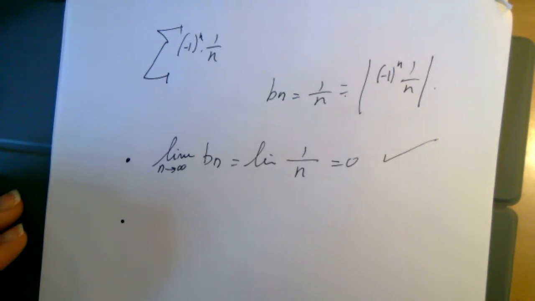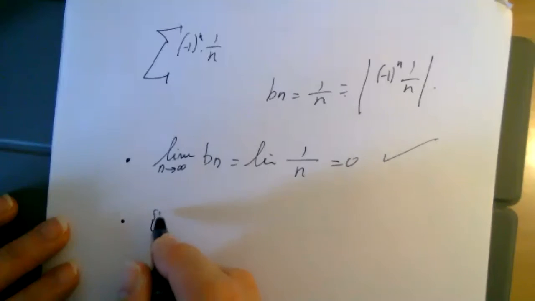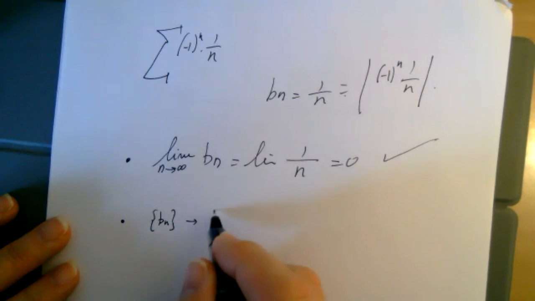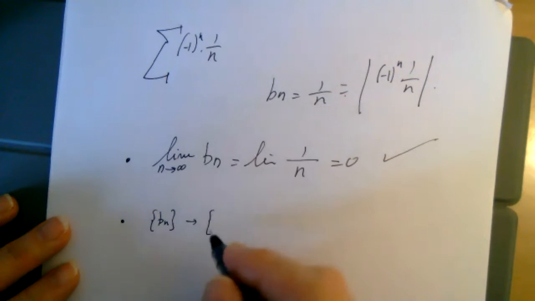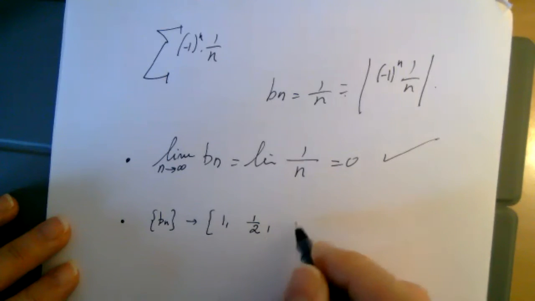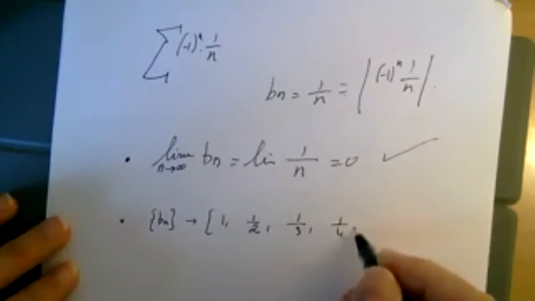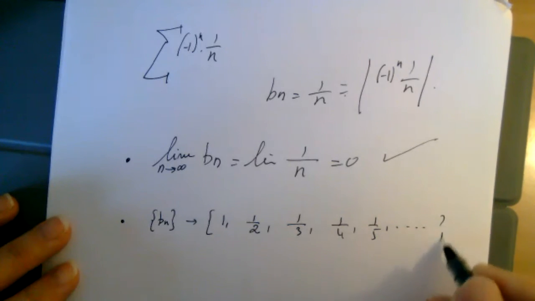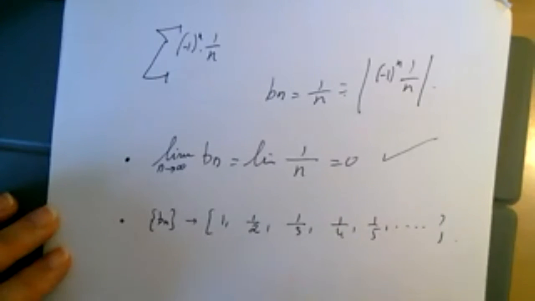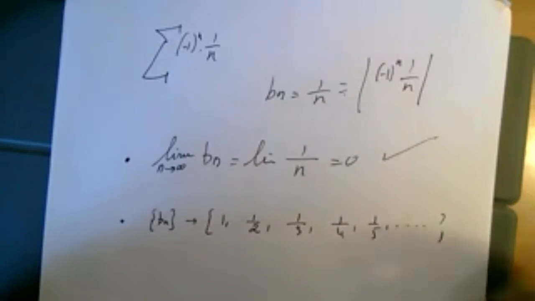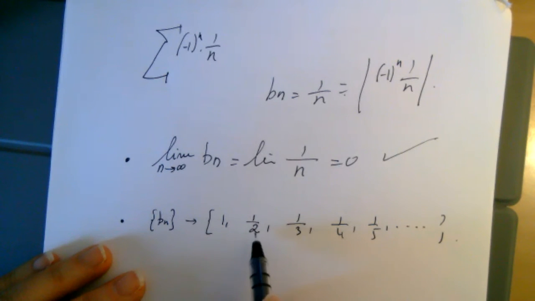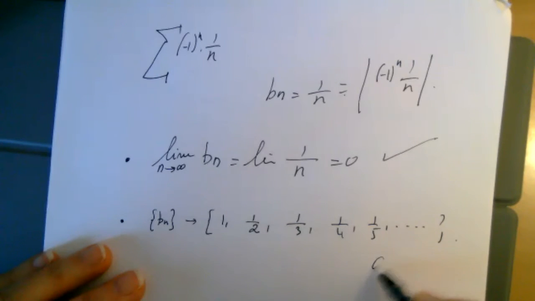Is the sequence bn decreasing? What's the sequence bn? The sequence bn is the sequence of the terms. If n is 1, it's 1, a half, a third, a fourth, a fifth, etc. That's the sequence bn. Now, is this sequence decreasing? As I said, I will fully show it to you algebraically, but first I wanted to understand. Is every term smaller than the terms before it? Of course, it looks decreasing: 1, a half, a third, a fourth. That's definitely decreasing.